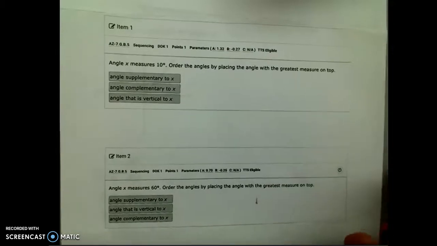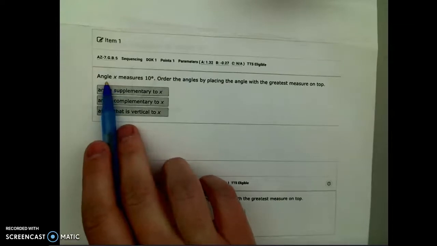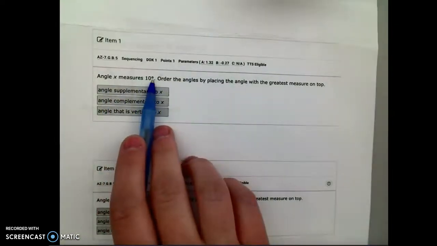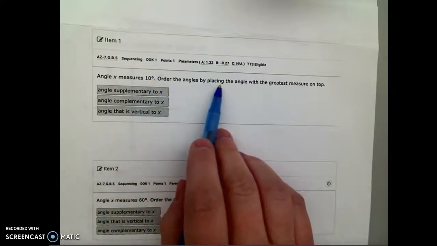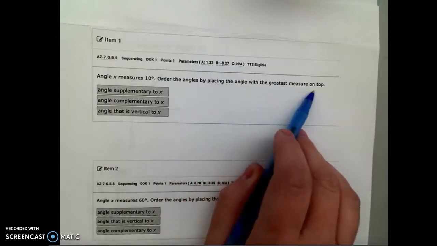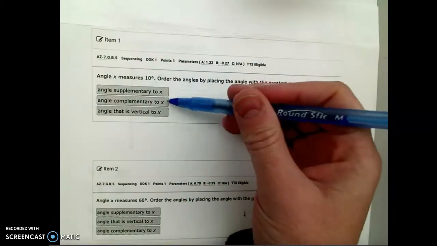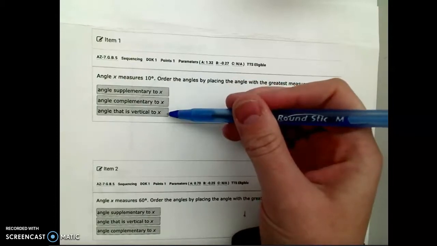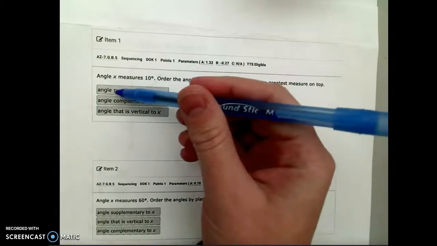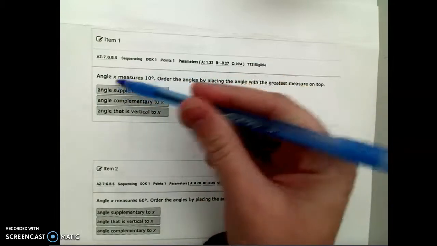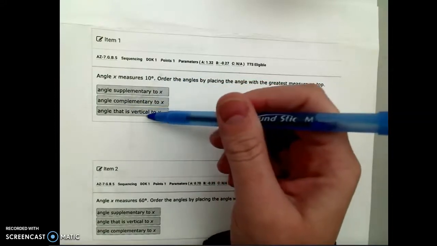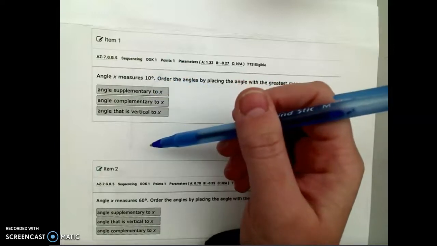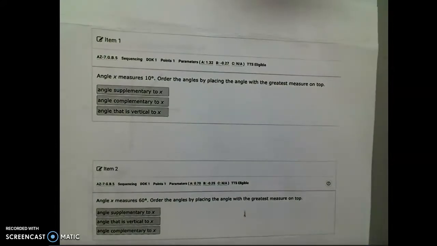The first one, as you can see on your packet, says that angle X measures 10 degrees. So our first angle is 10 degrees. Then we need to order the angles by placing the angle with the greatest measure on top. Okay, so here's our choices of angles. But they didn't give us numbers. They said that this angle is going to be supplementary to X. This one's going to be complementary to X. And this one is vertical to X. So we're going to use what we know about these angles, and we're going to solve and figure out which one of these is the greatest.